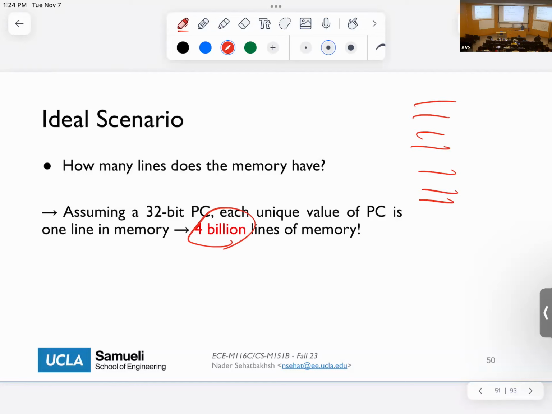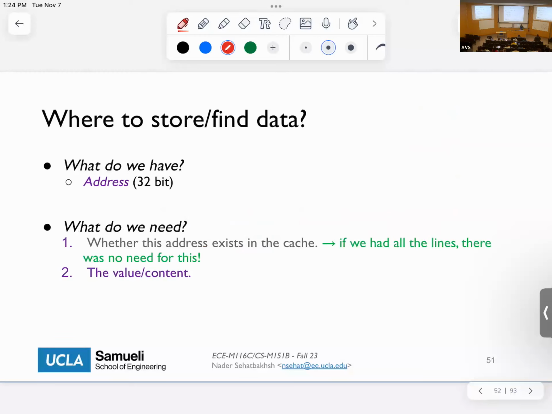In other words, I'm not going to have any sort of cache miss. But that requires 4 billion lines or 4 gigabytes of data, which is not possible. So what we have instead is that, since we don't have all the lines in my cache, there are scenarios where the address comes, but we haven't stored that data into my cache. So how do we actually store that data and how do we find where that data is?